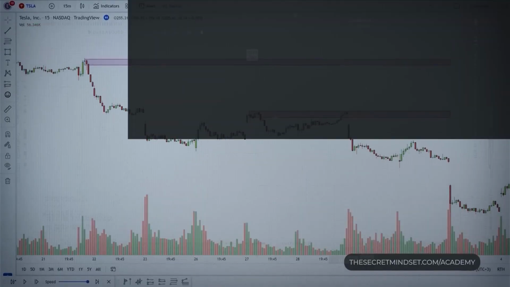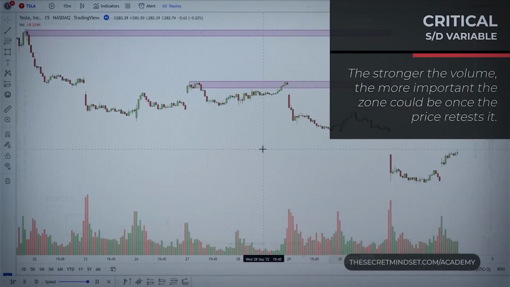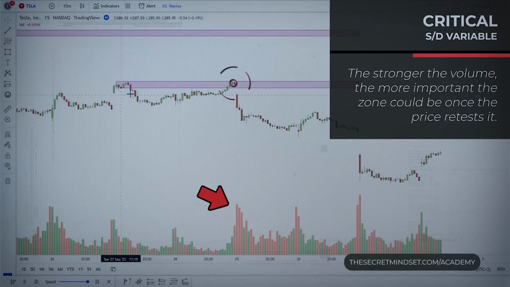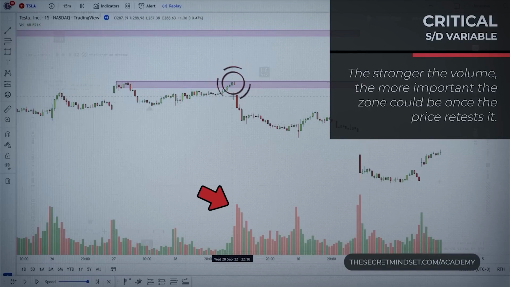Another variable to identify the strength of the supply or demand zone is the volume at which price formed the zone. The stronger the volume, the more important the zone could be once the price retests it.